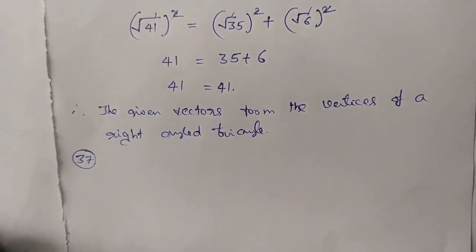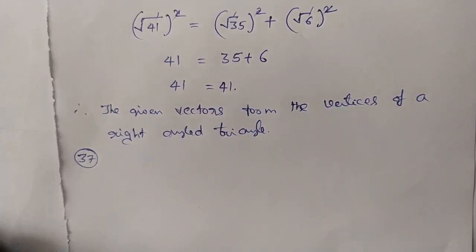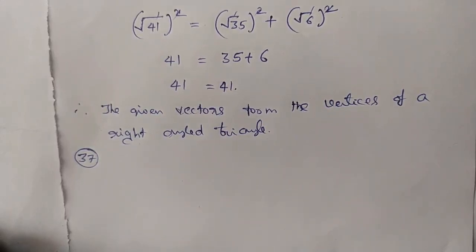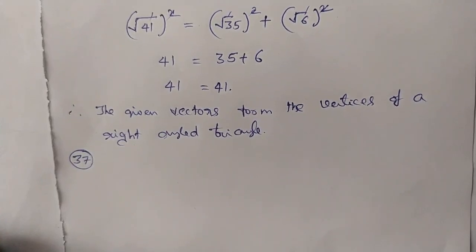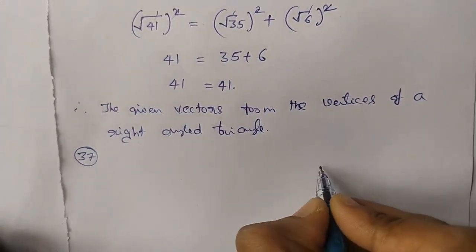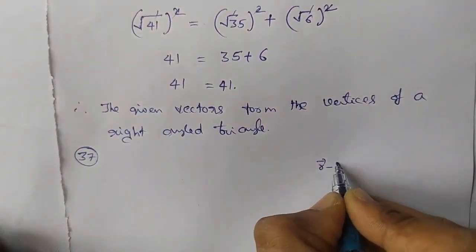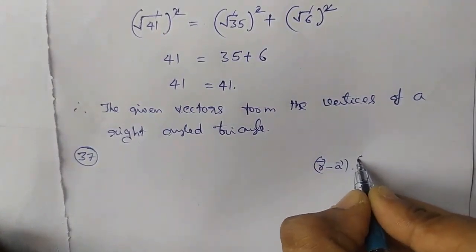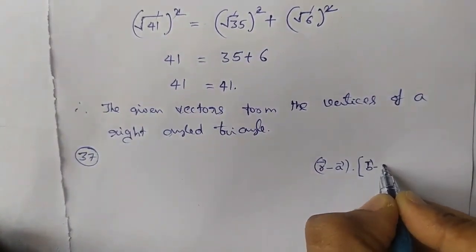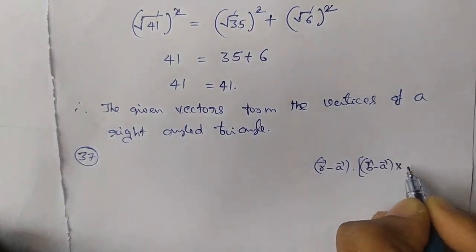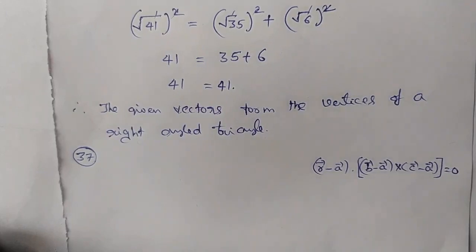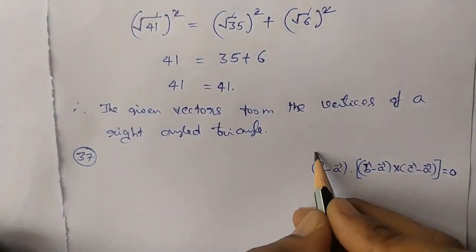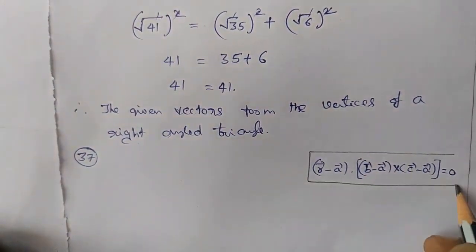For this you have to remember the formula for the vector equation of a plane passing through three non-collinear points. So what is the vector equation? Remember the formula: (r minus a) dot (b minus a) cross (c minus a) equals 0. It is the formula for this question.